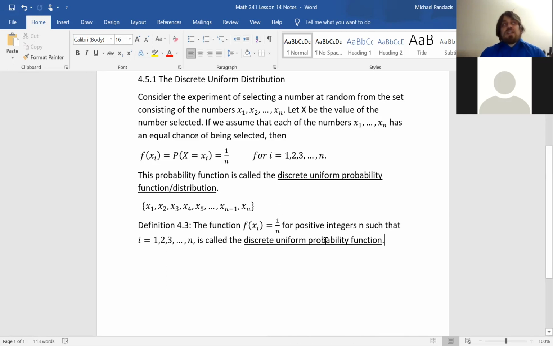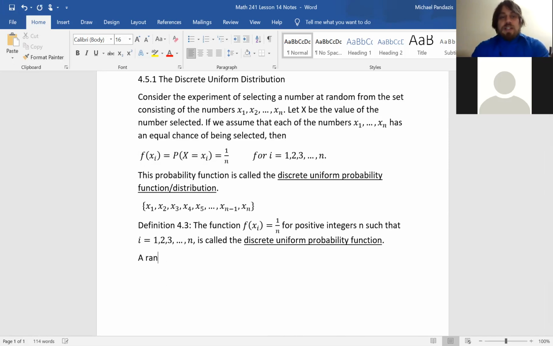It's defined on a set of elements. It's defined on a set with n distinct elements. And it says that the probability of choosing each value is the same, 1 over n. That's the discrete uniform probability function.